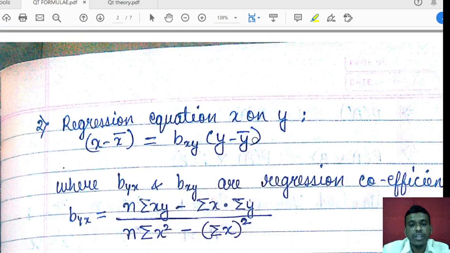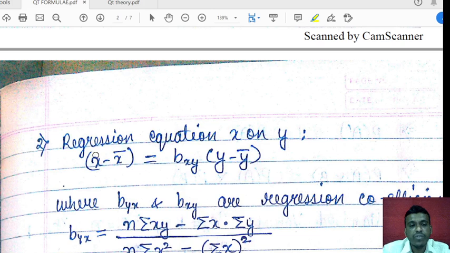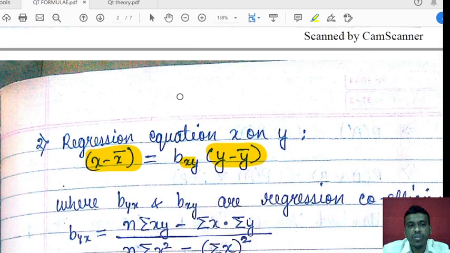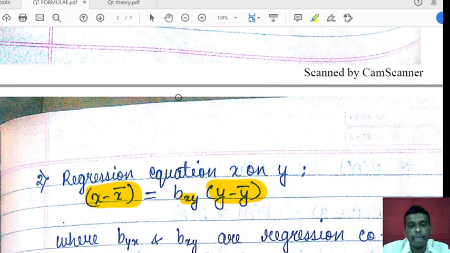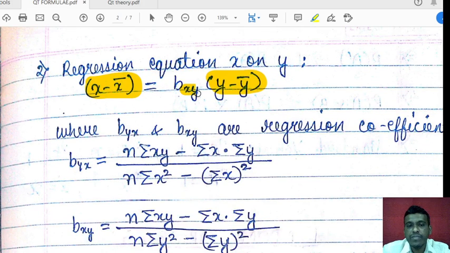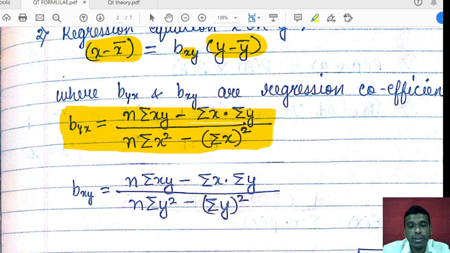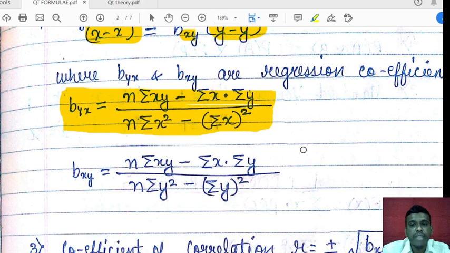Similarly, if you want the regression equation of x on y, then what is the formula? The regression equation of x on y is: here x is coming first, y is coming later, and here also x on y. So x is coming first, y is coming later. Now what is this bxy and byx? We have discussed these bxy and byx formulas. So these are the first set of formulas which you have to note down, so that it becomes easier for you to learn and easier to solve the problems, because you have problems at hand.